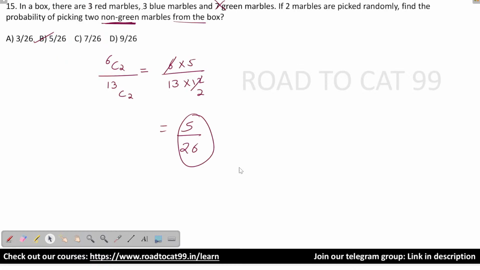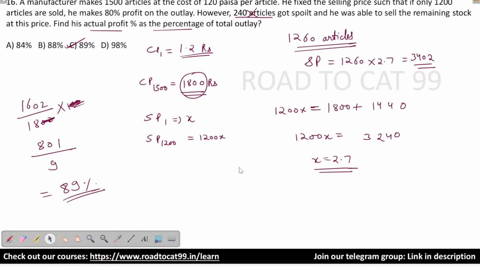This was a complete sitter. Whenever you do probability and PNC questions, you must encounter this type of question, and there is nothing in them. Just a simple understanding of 6C2 or 13C2 can help you get an answer within 30-40 seconds.